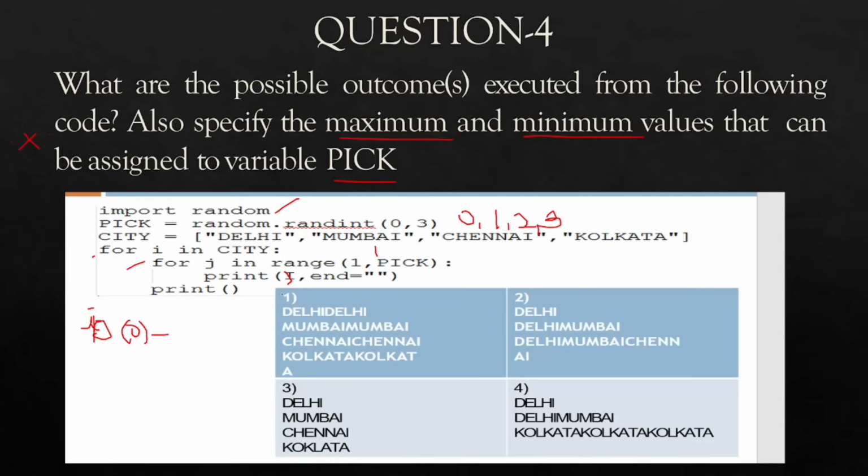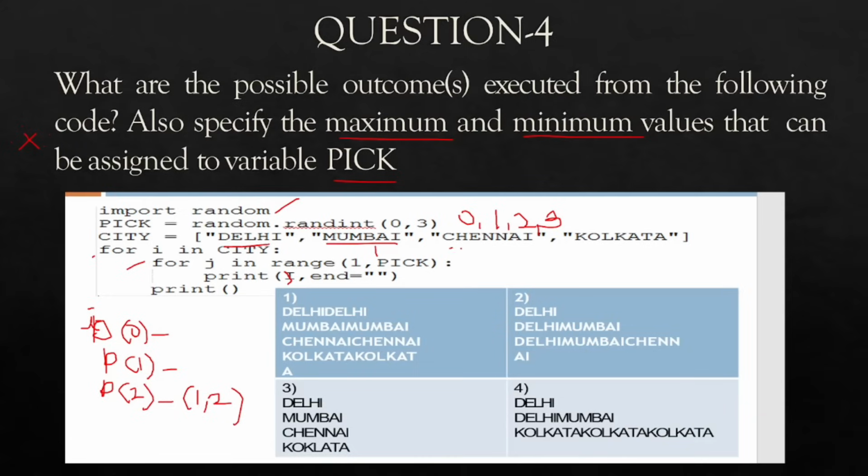And next one, it is the i value. Now what will pick be taking? The next value. So what is that range? 1 comma 1. Again it is an empty set, because the starting and the ending value are the same, it won't print anything. Again, the pick value will be 2. Now, what is the range? 1 comma 2. So 1 comma 2 means it will be providing 1 only.